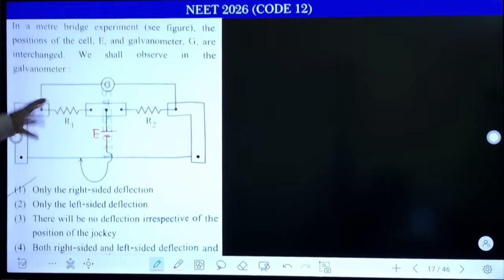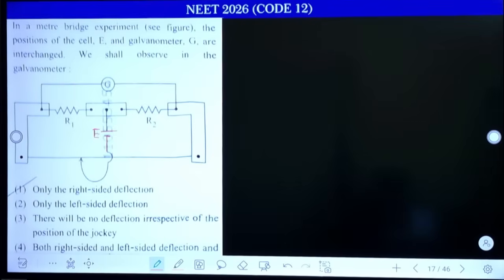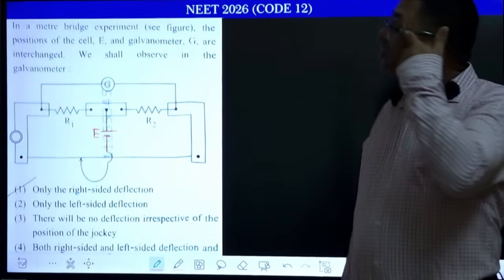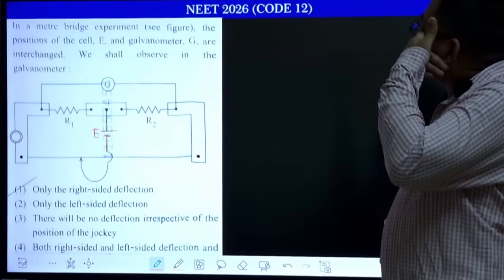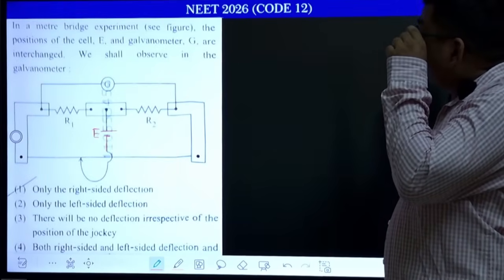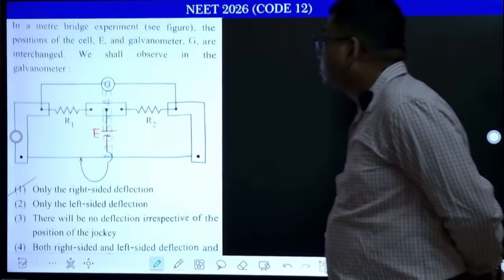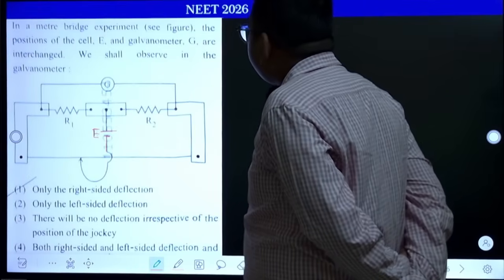Cell and galvanometer are interchanged. We shall observe in the galvanometer only right side deflection, left side deflection, or there will be no deflection. All these options are there. So the question is, first of all, is it balanced or not balanced? That's the question. Is it balanced or not balanced?